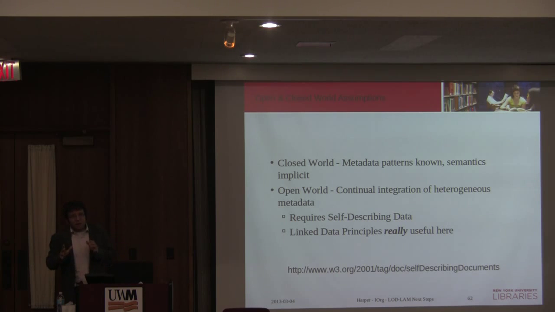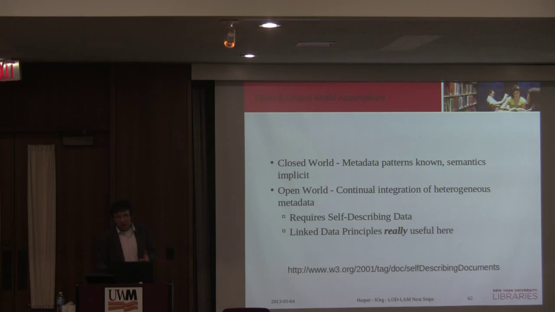So one of the things I think is really important for people to take away from this talk is that there's something called the open versus closed world assumption in the semantic web community. Closed world basically means that the patterns and semantics and values of your metadata are known. You know your universe. You work with your universe. Open world is basically saying, I don't know what my metadata is going to be. I get new metadata every day, and it's from a new organization that I've never seen before. Let's try to agree on a set of principles for describing that metadata effectively.